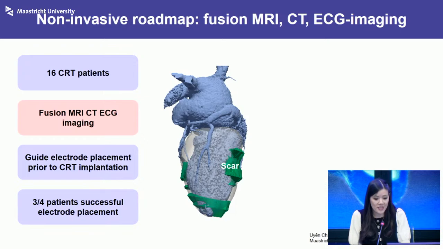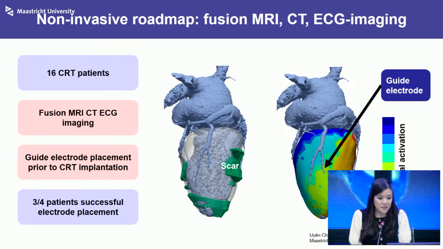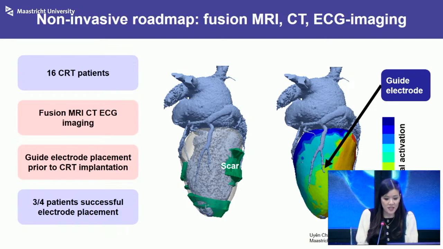So scar, again in this figure, is represented in green. On the right, you can observe an electrical activation map that we derived from ECG imaging. So this is a completely non-invasive map, where blue indicates late electrical activation. And in this patient, also the electrode could be positioned in a vein in a blue area, so in late electrical activation, outside scar.